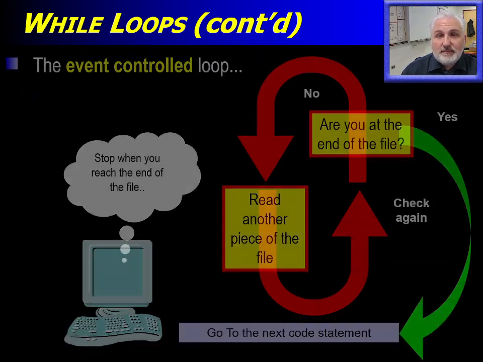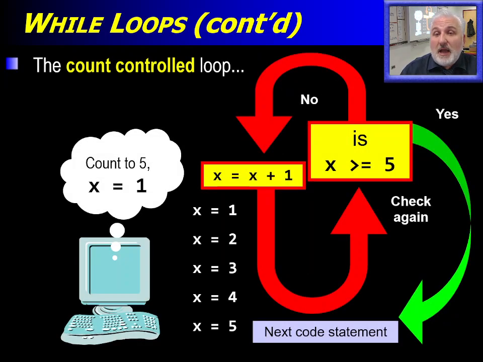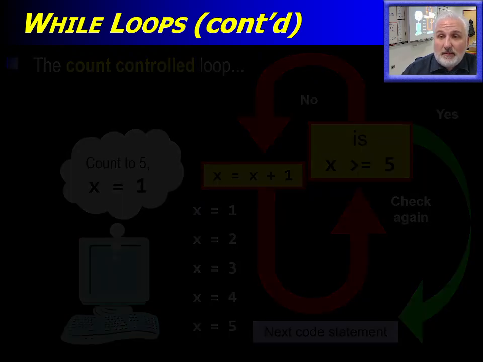The event control loop, as you can see here, could be something like reading data out of a file, which you don't know how many times that could occur, and the event of reaching the end of the file will cause the loop to end. Whereas a count control loop will set up a counting variable and then run and increment or decrement, or at least change the variable such that the specific count is reached in a certain way, and then move on.